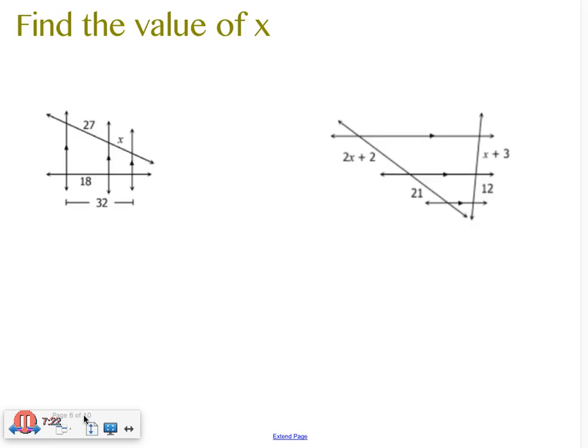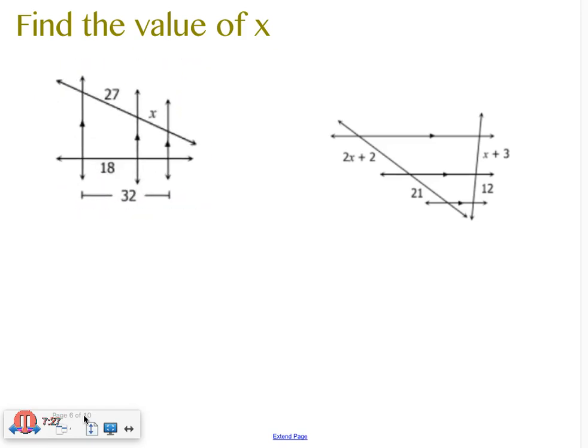Okay, so if we look at this first one, can I find this missing chunk of this bottom line? What is it? 14. Now, can I set up a proportion to find the value of x? Anyone have an idea? 14 over 15. Yep, that works.